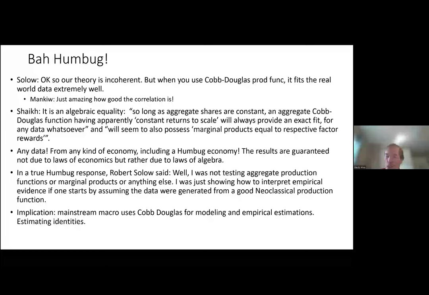So Solow actually wrote a response to Shaikh, and he said, I'm paraphrasing, he didn't use exactly these words, okay, well, I wasn't testing aggregate production functions or marginal products or anything else. I was just showing how to interpret empirical evidence if you start by assuming the data were generated from a good neoclassical production function. It's as funny as you could get. And then Mankiw says this is proof that the Cobb-Douglas production function fits reality, just because we're assuming that the data came out of it.